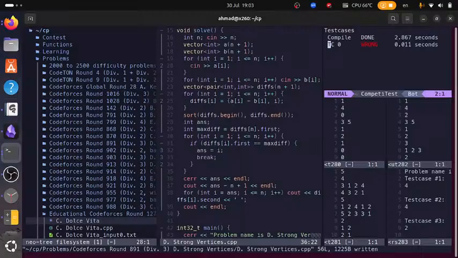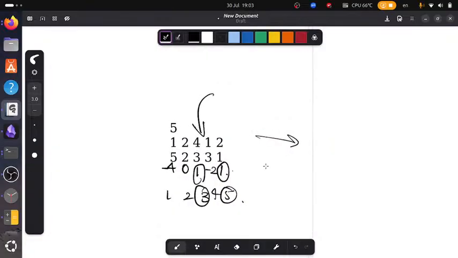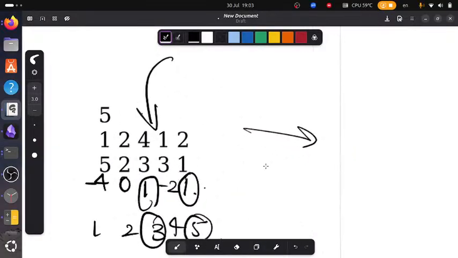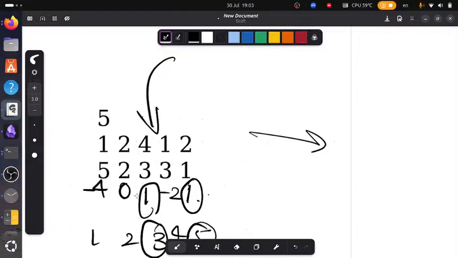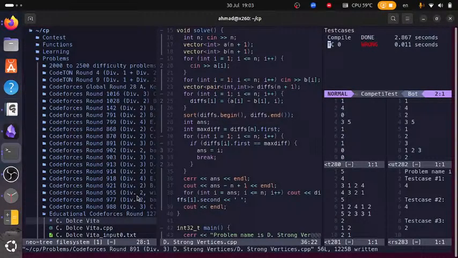Why is the answer 4? Why is the answer 4? What?